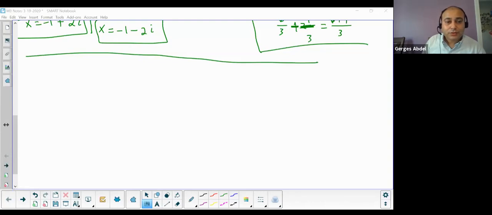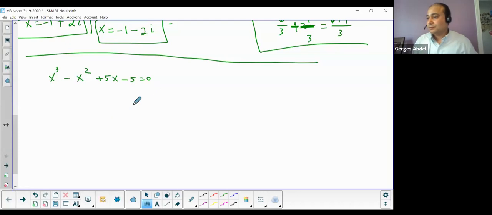this one right here: x cubed minus x squared plus 5x minus 5 equals 0. All right.